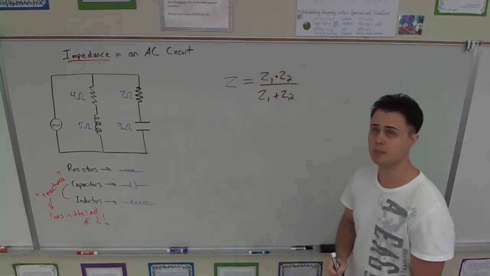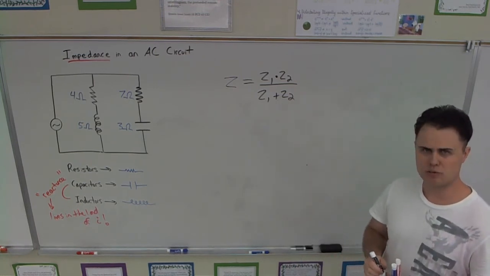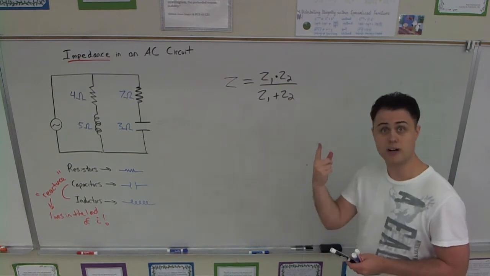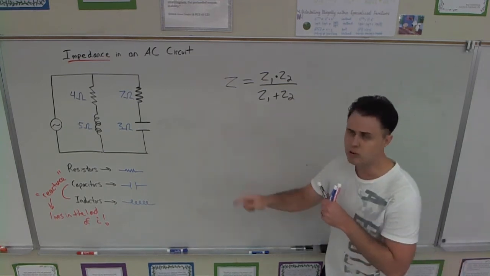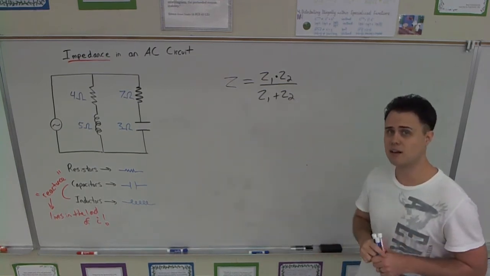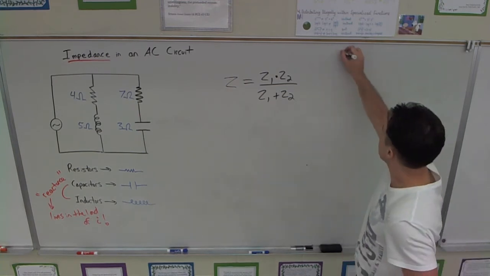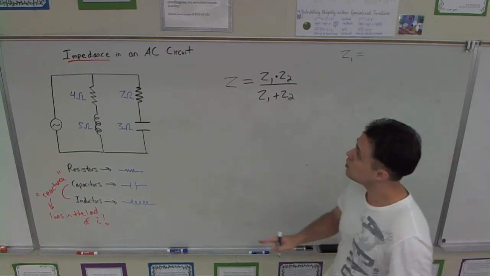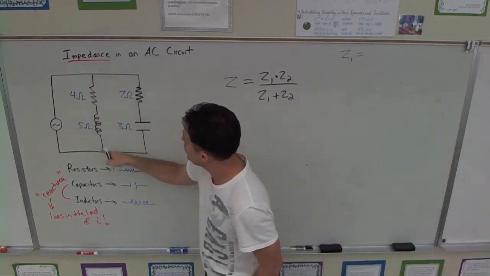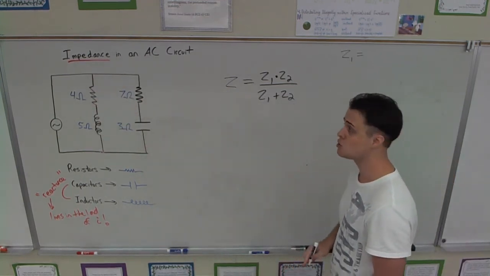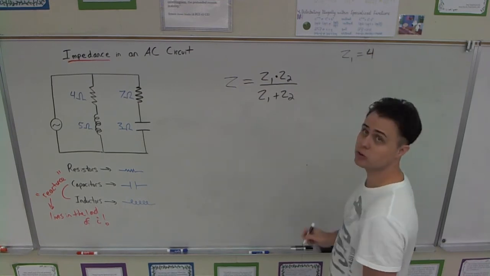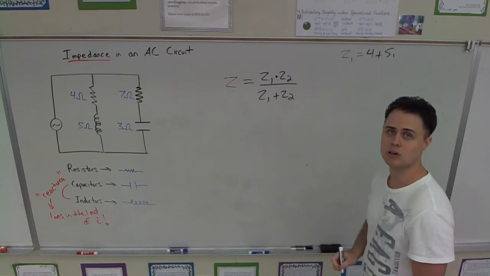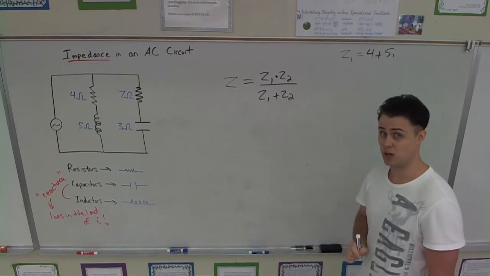So you might be asking yourself, well, Mr. McGee, what the heck? I see only two things here, Z1 and Z2, but I see four things over there. If you're saying that, I understand. What is Z1 and Z2? Well, let me show you. Z1 is going to be this parallel branch's total impedance, which is going to be 4 in the real dimension and 5i in the complex dimension. So that's really just one complex number.